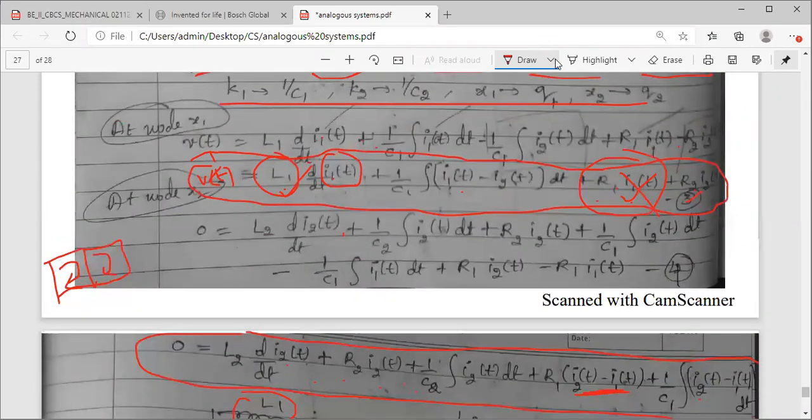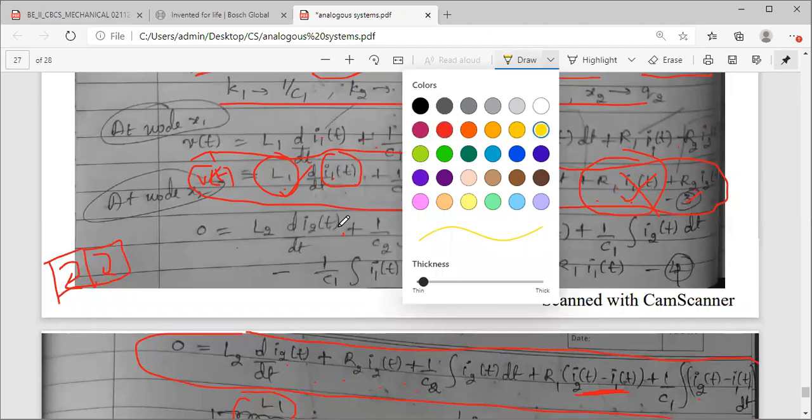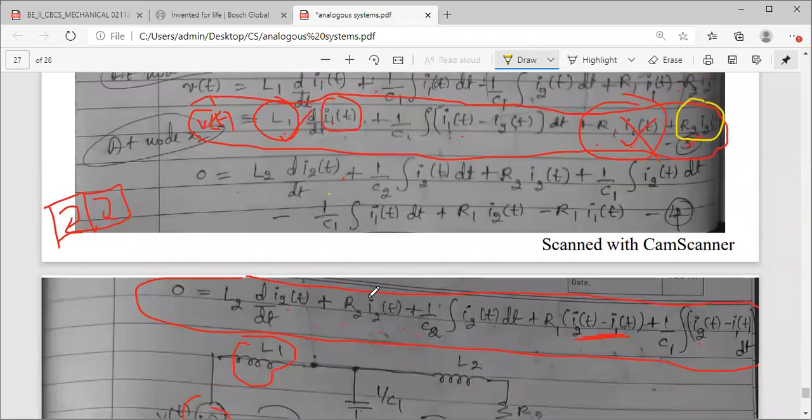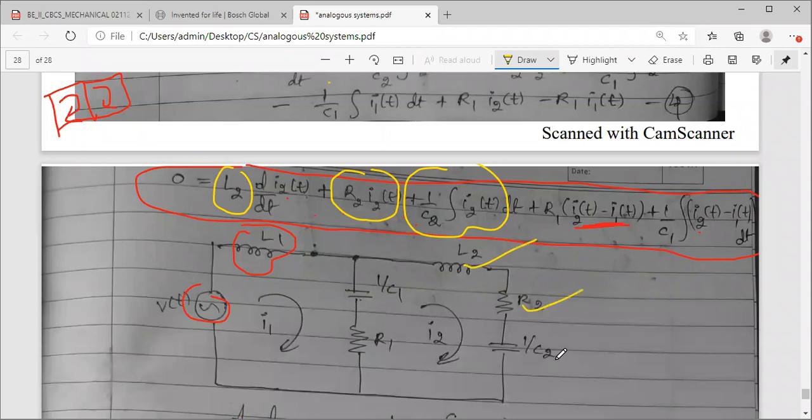Now coming to the second loop. Take the second loop. For the second loop try to search such terms which are purely I2. I2. Here I think you have R2. This is one term. Yes, R2, I2. Yes, L2 is also there. I2, 1 by C2 is also there. Fine. How many terms? R2, L2, C2. So these three terms are purely for I2, second loop. Connect L2, R2 and 1 by C2 purely to the second loop.